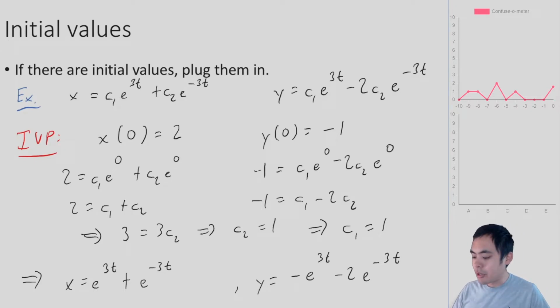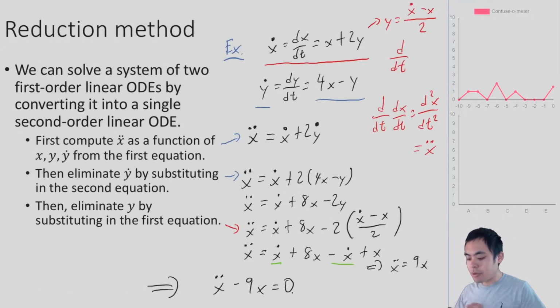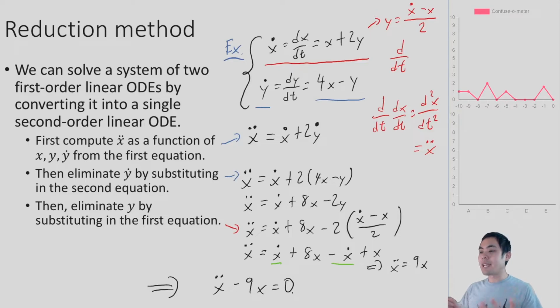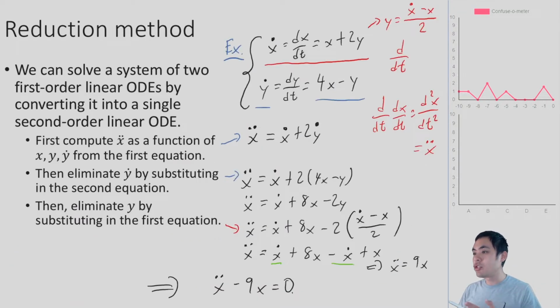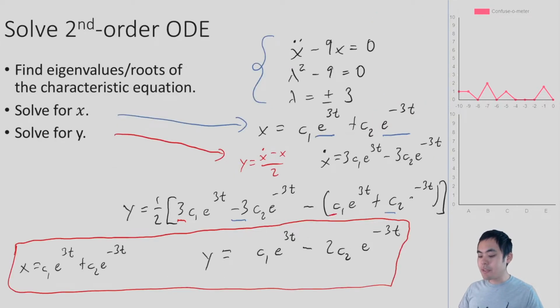What exactly are we trying to solve for again? Originally we started with this example here, and we want to find some x and y that satisfy that set of differential equations. The first thing we did was convert it into a single second order linear ODE. And we solved that second order linear ODE and then substituted back in to get both x and y. So this is the general solution.